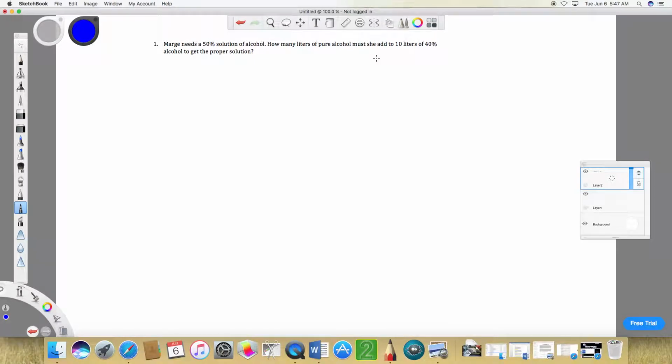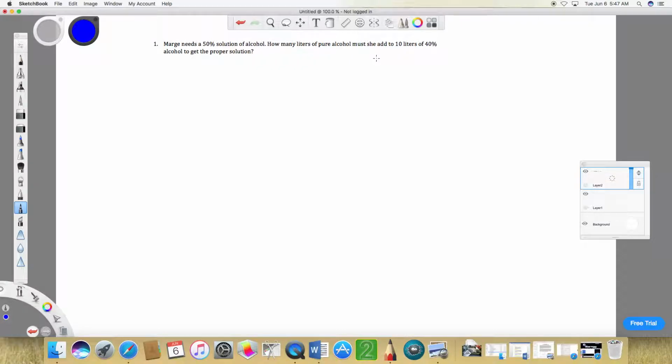Here we have a word problem, and this word problem is a mixture problem. Marge needs a 50% solution of alcohol. How many liters of pure alcohol must she add to 10 liters of 40% alcohol to get the proper solution?